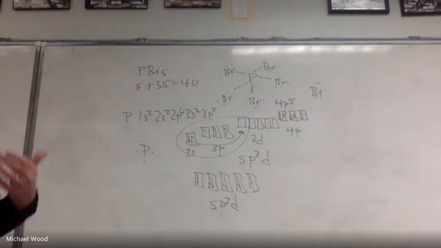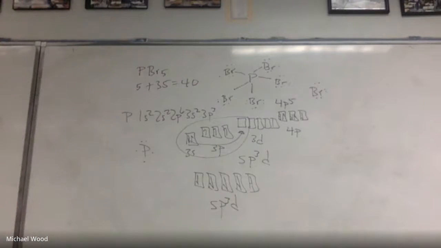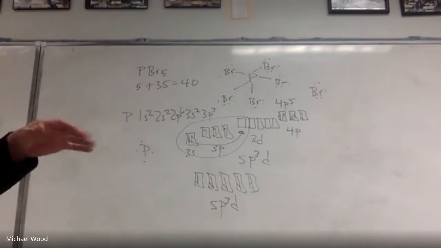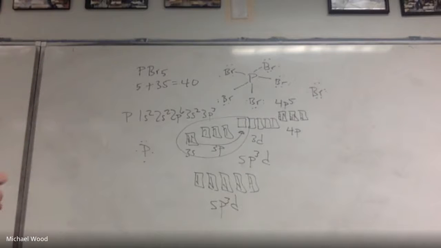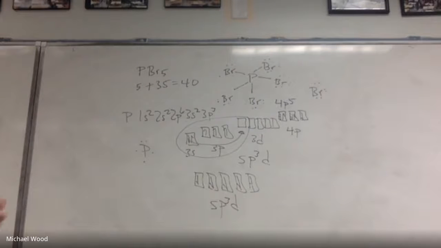So the bottom line point here is the hybridization. I'm going to go over here to the left side of the board in a second. When we have the 5 electron domains, any of those, the shape is going to be trigonal bipyramidal. The axial are 90 degrees. The equatorial is 120 degrees. The hybridization, though, is going to be sp3d.